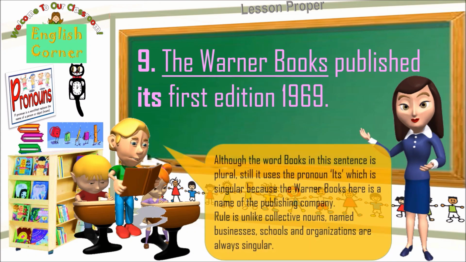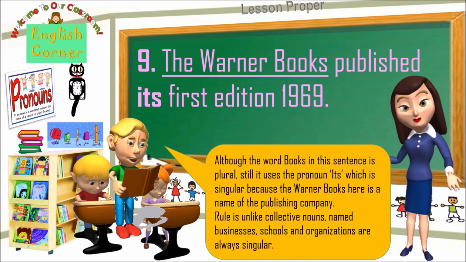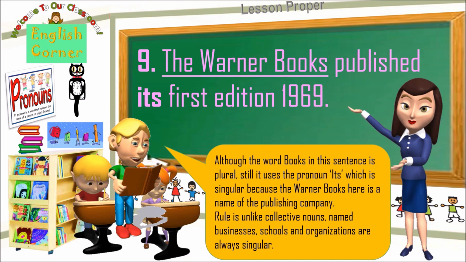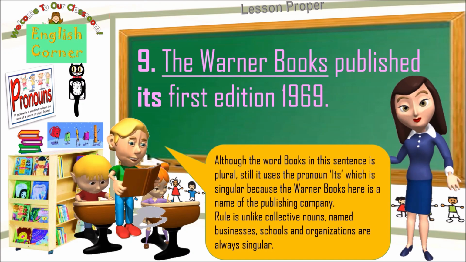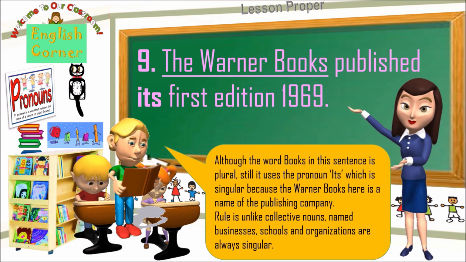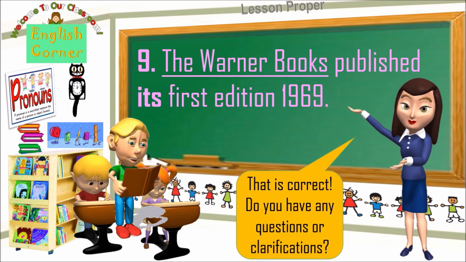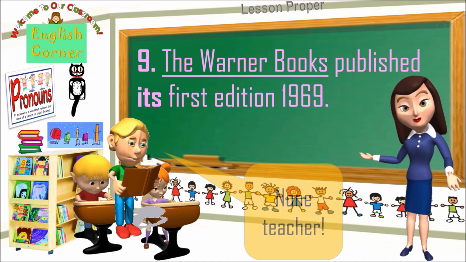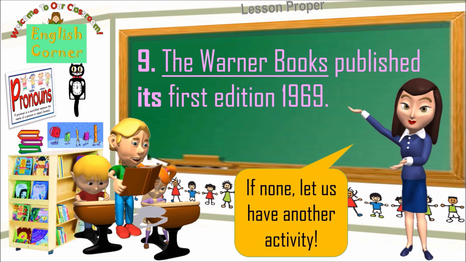Although the word books in this sentence is plural, still, it uses the pronoun its, which is singular because the Warner Books here is the name of the publishing company. The rule is unlike collective nouns, named businesses, schools, and organizations are always singular. That is correct. Do you have any questions or clarifications? None, teacher. If none, let's have another activity.